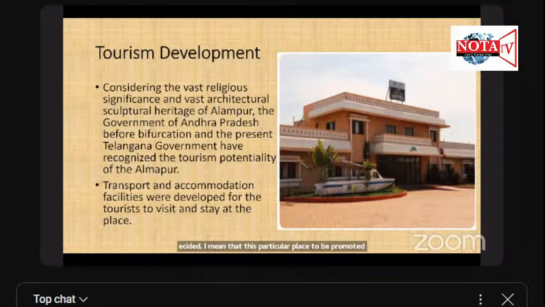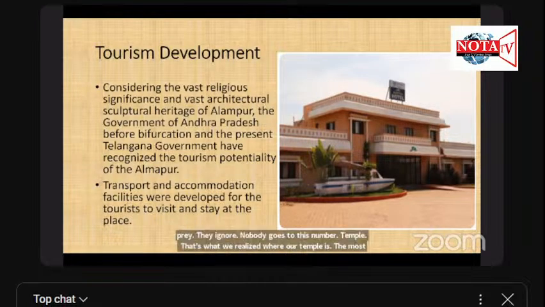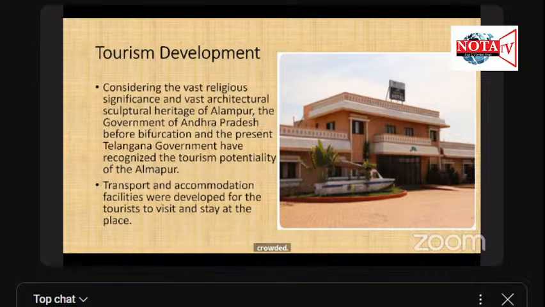So one day is not sufficient to see all these temples. One has to spend at least 2 days, minimum, to look at the beauty of these temples. Usually people will come, go to the Jogulamba temple, pray. They ignore these Navabrahma temples. That's what we realized. Jogulamba temple is the most crowded, Balabrahmeshwara temple is the most crowded. Beyond that, people don't know or never go to this Navabrahma group of temples.